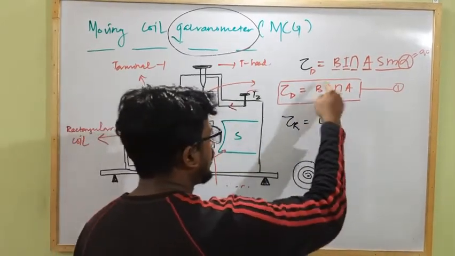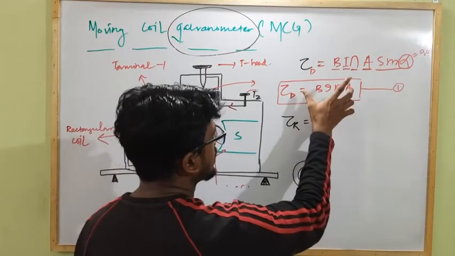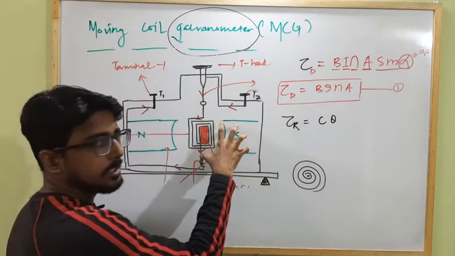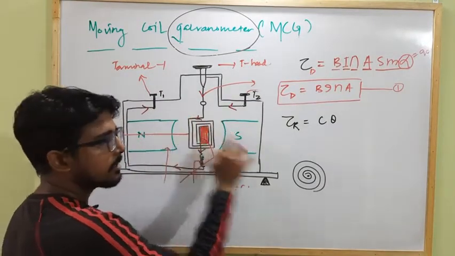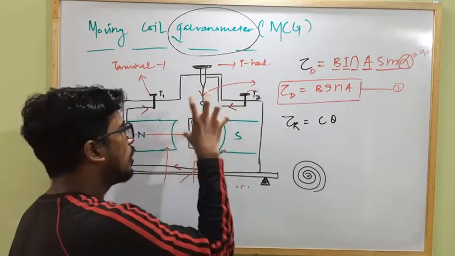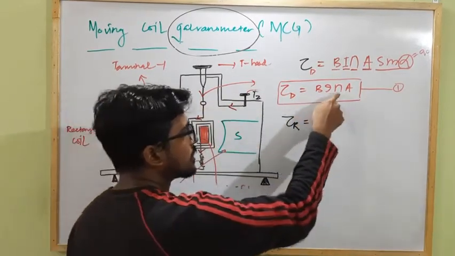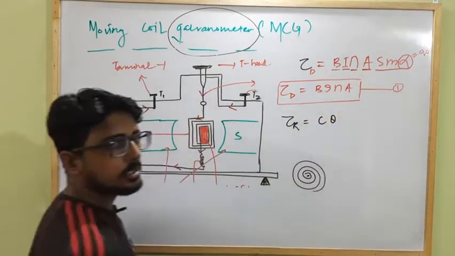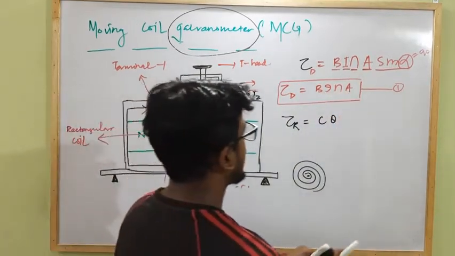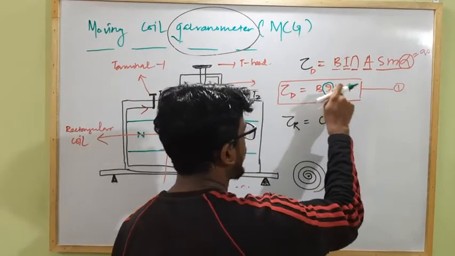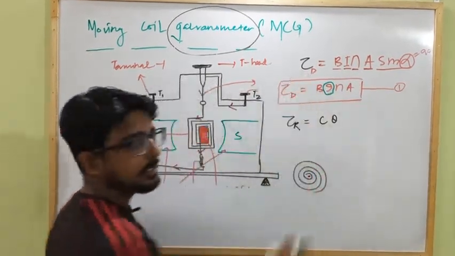And as the current gradually increases, because in this case B is constant, we can't change B because the magnets are fixed. The number of turns of the coil is constant. When the manufacturer makes the galvanometer, the number of turns of the coil is constant and the cross sectional area of the coil is also constant. Here one thing varies, that is I, and due to the variation of this current the deflecting torque varies.